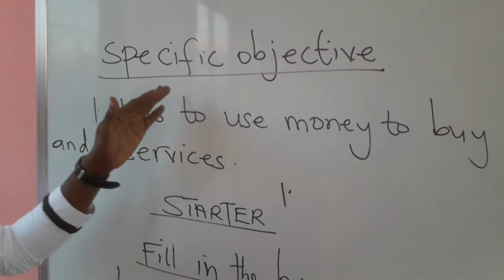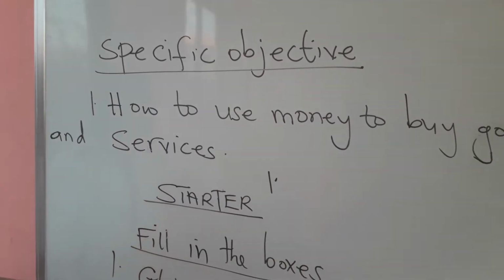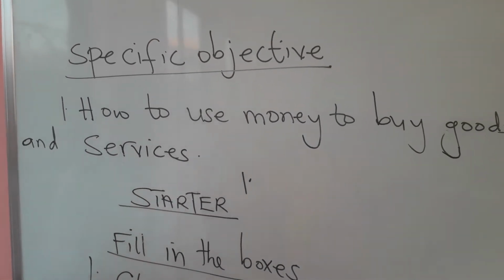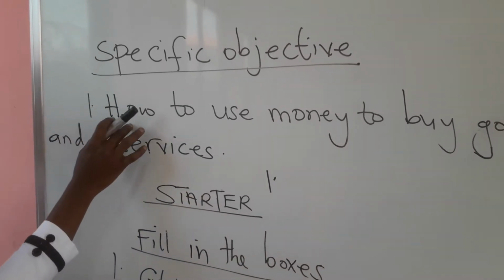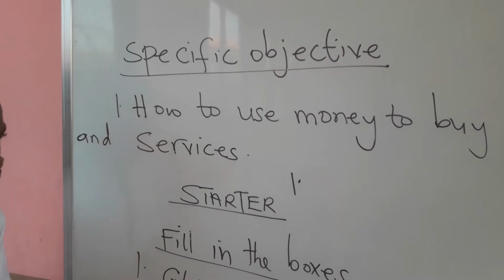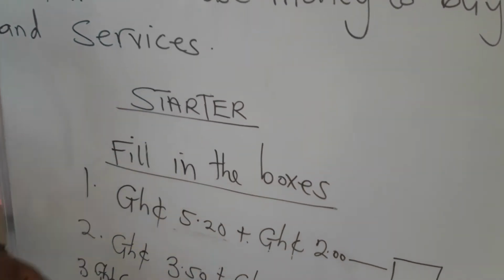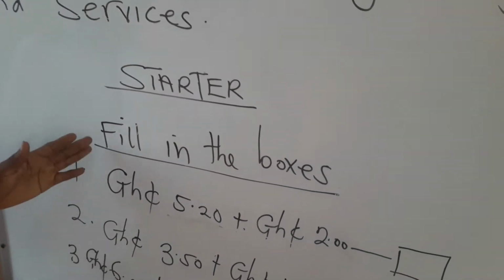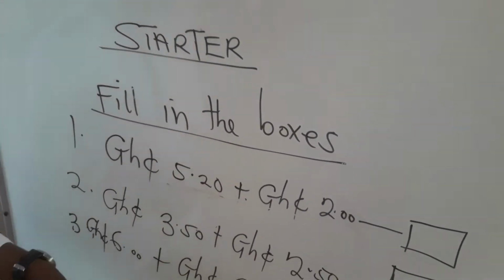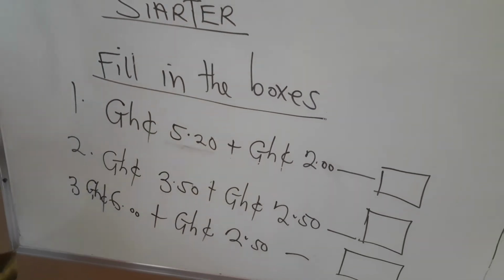Let us look at the specific objective, and that will help us to answer the questions at the end of the day. The first question is how to use money to buy goods and services. Before we continue, let us look at the starter for the day. The starter says fill in the boxes. We have some amounts here that we have to add.